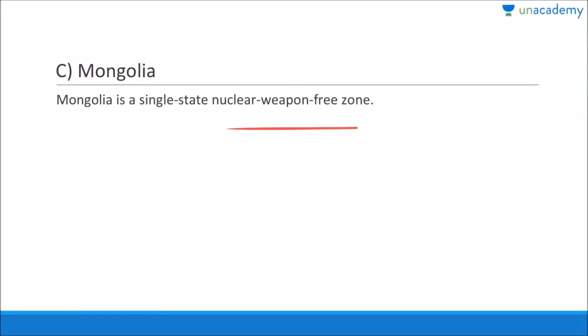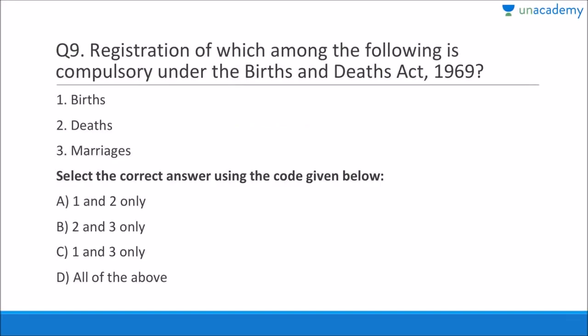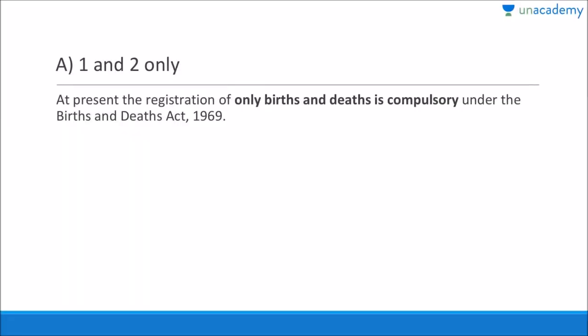Okay. Question number 9. Registration of which among the following is compulsory under the Births and Deaths Act of 1969? So obviously only births and deaths is compulsory under this act, as the name suggests. So answer here is A, 1 and 2 only. Okay. And at present, the registration of only births and deaths is compulsory under the Births and Deaths Act of 1969.